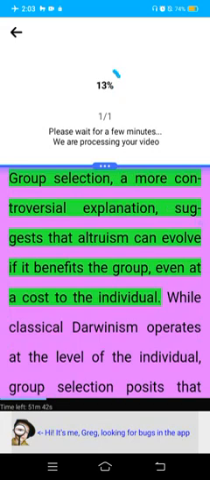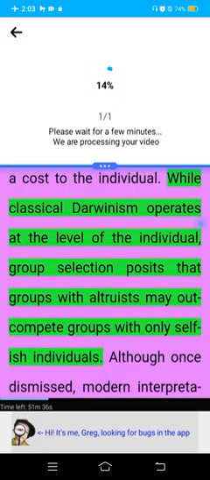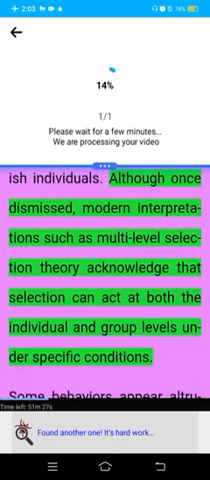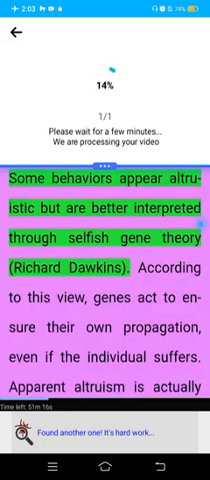Group selection, a more controversial explanation, suggests that altruism can evolve if it benefits the group, even at a cost to the individual. While classical Darwinism operates at the level of the individual, group selection posits that groups with altruists may outcompete groups with only selfish individuals. Although once dismissed, modern interpretations such as multi-level selection theory acknowledge that selection can act at both the individual and group levels under specific conditions.